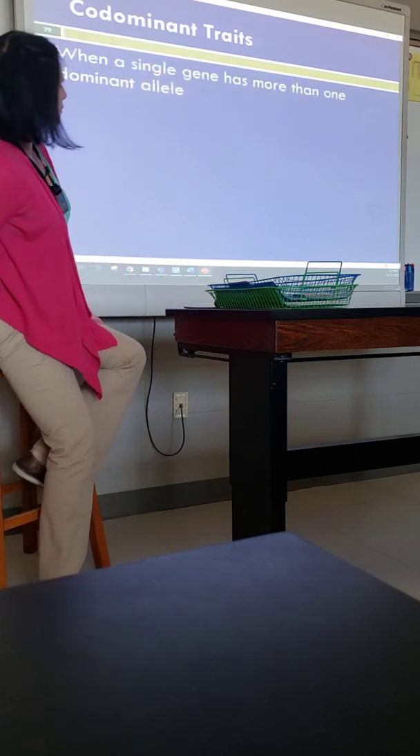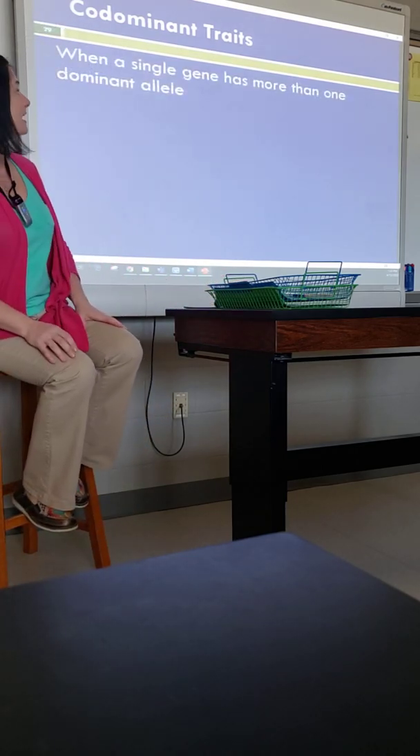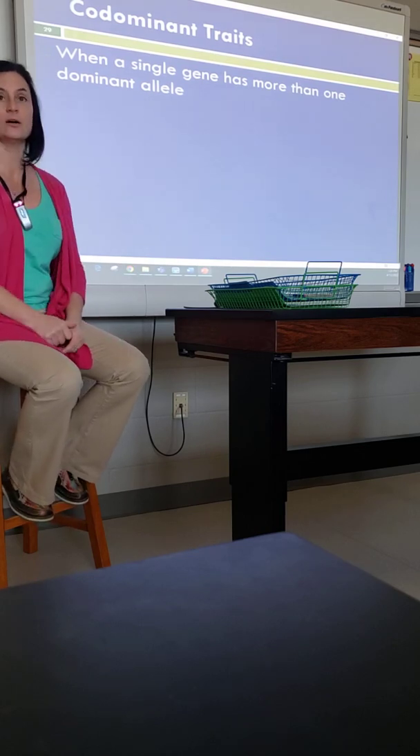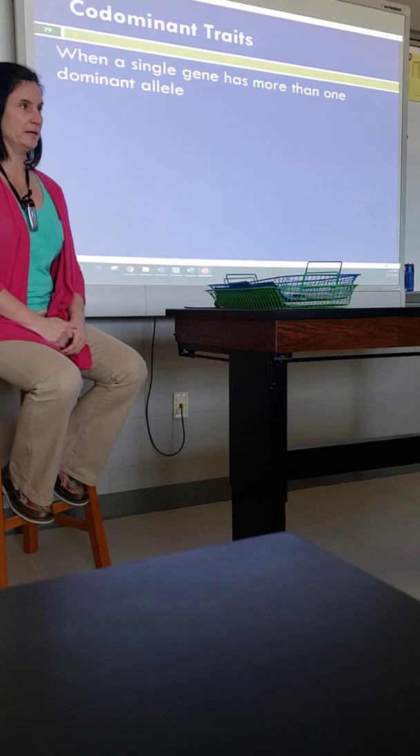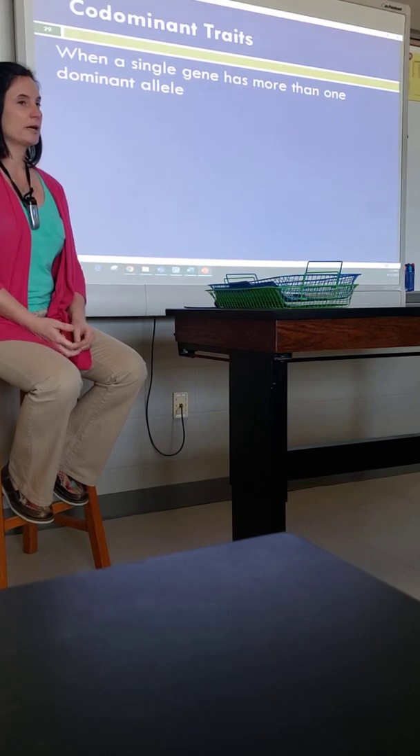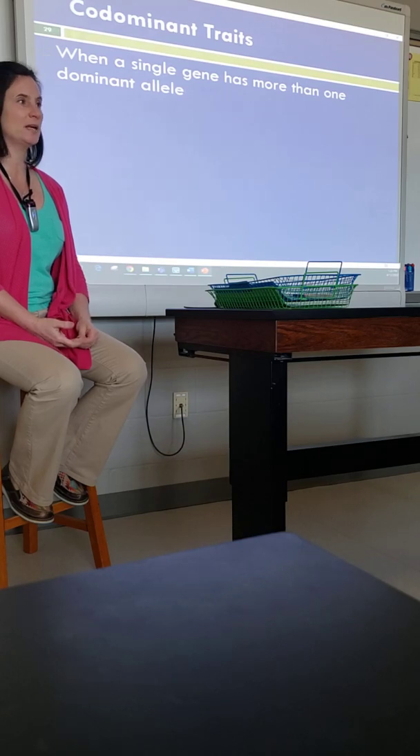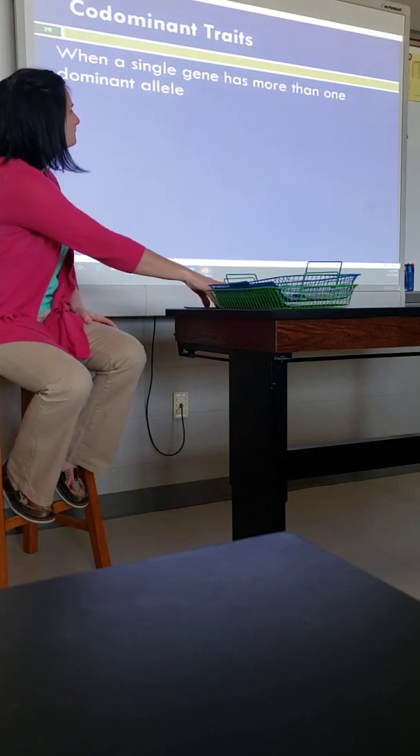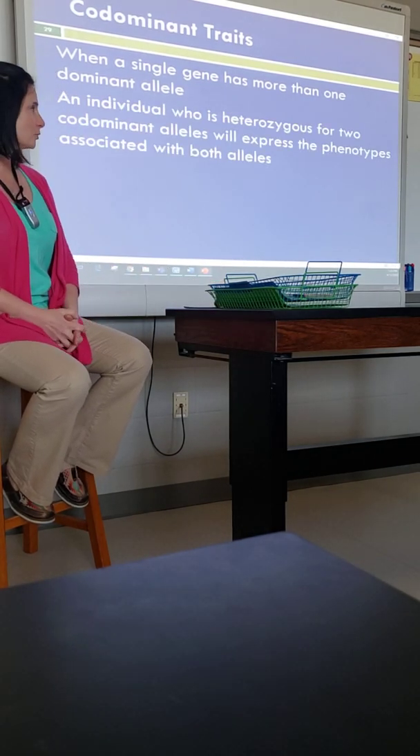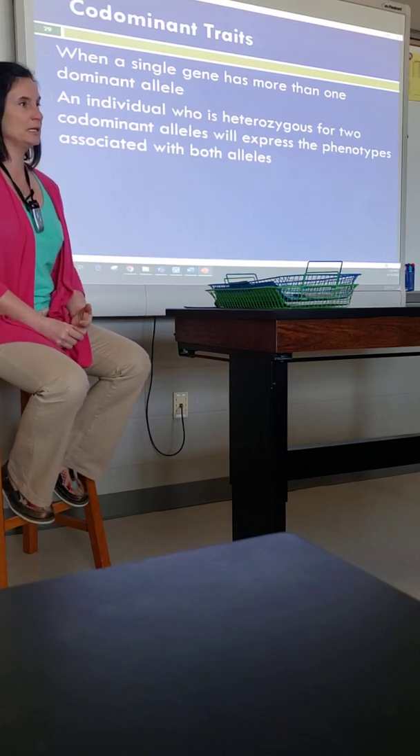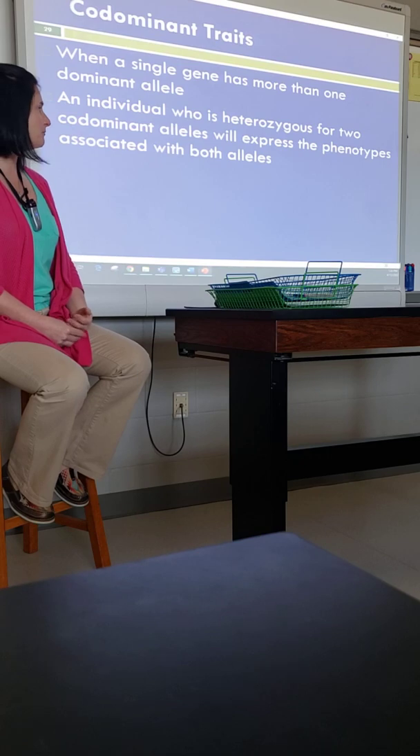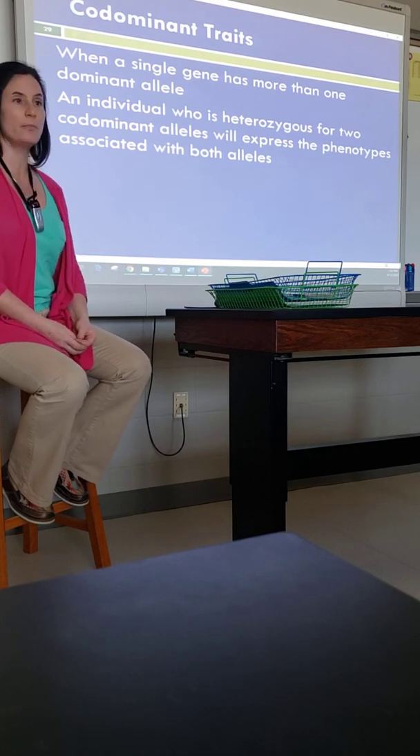So when you have a single gene that has more than one dominant allele, it's like two things are dominant. We're going to look at a bunch of examples of this. But if you have two dominant options, basically, an individual who's heterozygous for co-dominant alleles is going to express the phenotype associated with both.